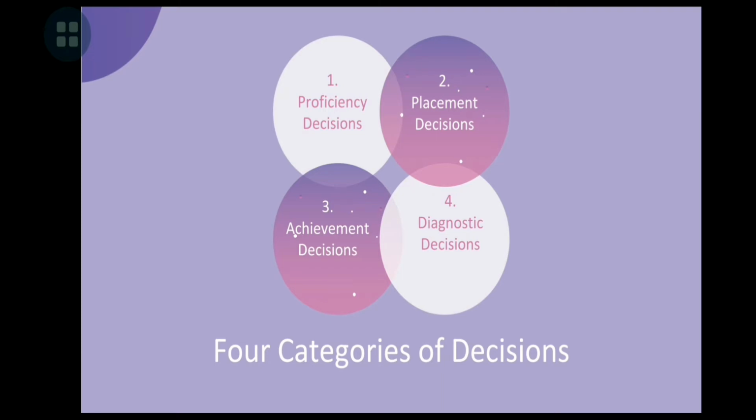And I want to talk about the first decision first, that is proficiency decision. So the focus of such decisions is usually on the general knowledge or skills prerequisite to entry or exit from some type of institution. For example, American universities. They use TOEFL as an English language proficiency test to judge students for admission.